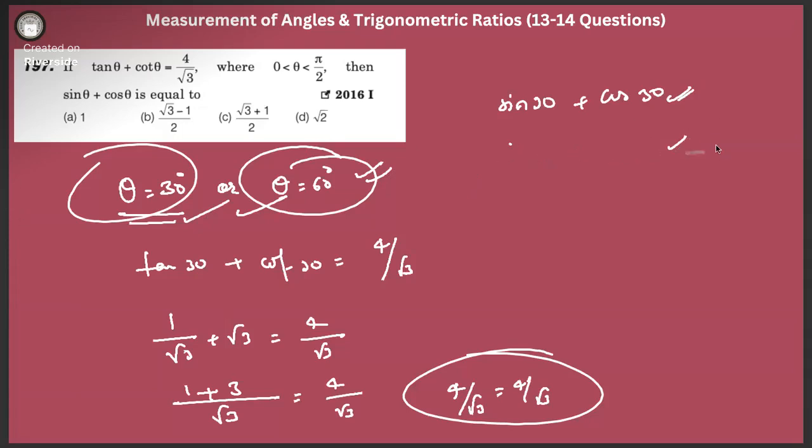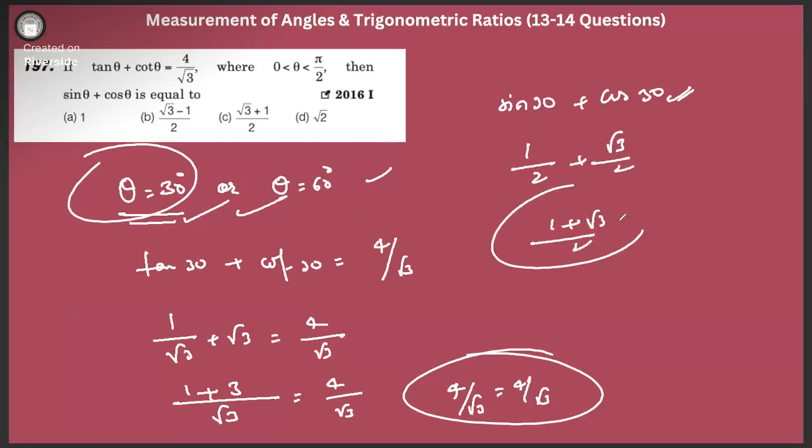Right? Let's say I work over here with sine 30 cos 30. Right? 1 plus root 3 by 2. That is your answer. Clear? Boys, is it clear? Yes, sir. So we will take this one as your answer.